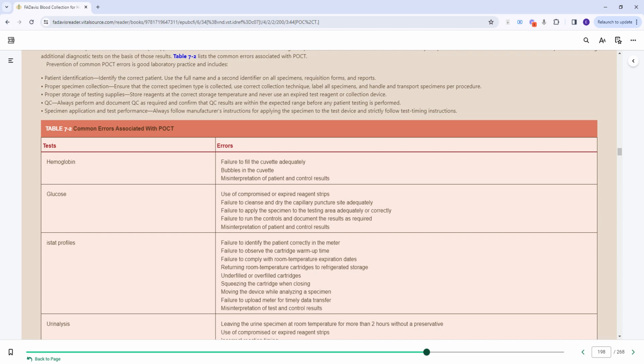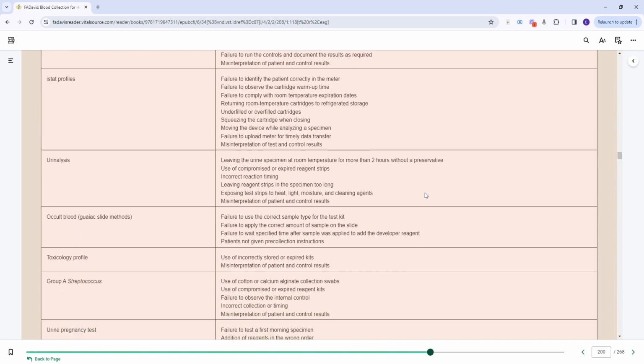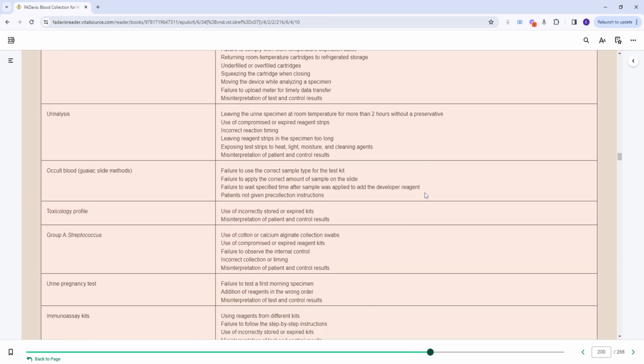Collecting the specimen the right way and storing test supplies. Some things need to be refrigerated. Some things need to be kept out of light. You need to know that. Quality control: performing and documenting it as required. And then applying the specimen to the test device and performing the test correctly. Here are some of the common errors associated with different point of care testing, and you can read and go through those. We will talk about them more in lab as we practice these.